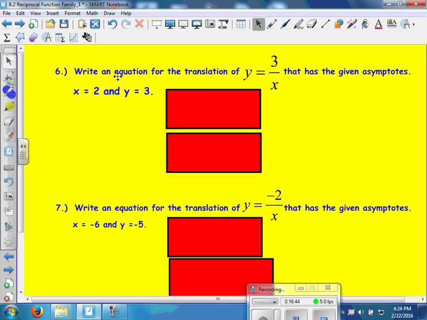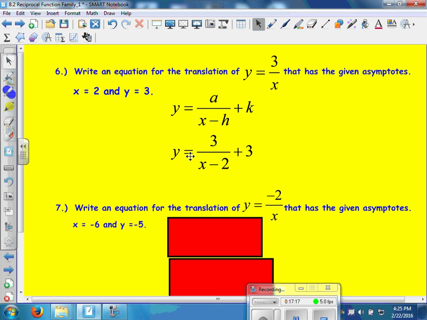Number 6, write an equation for the translation of y equals 3 over x that has the given asymptotes. You're given that x equals 2 and y equals 3. The generic form for the reciprocal or inverse function is y equals a over x minus h plus k. The 2 is going to be a shift horizontally, and it's going to be the opposite sign of what you see, and the 3 is going to be your vertical shift. So replacing the h with the 2 and the k with 3, you'll get the equation y equals 3 over the quantity x minus 2 plus 3.